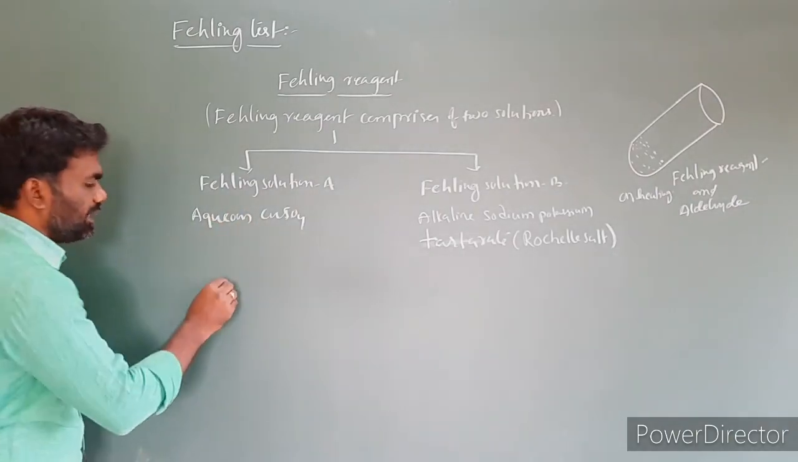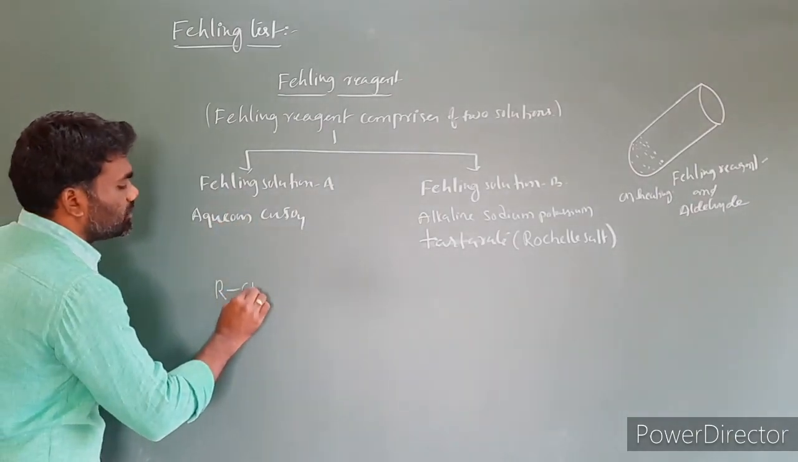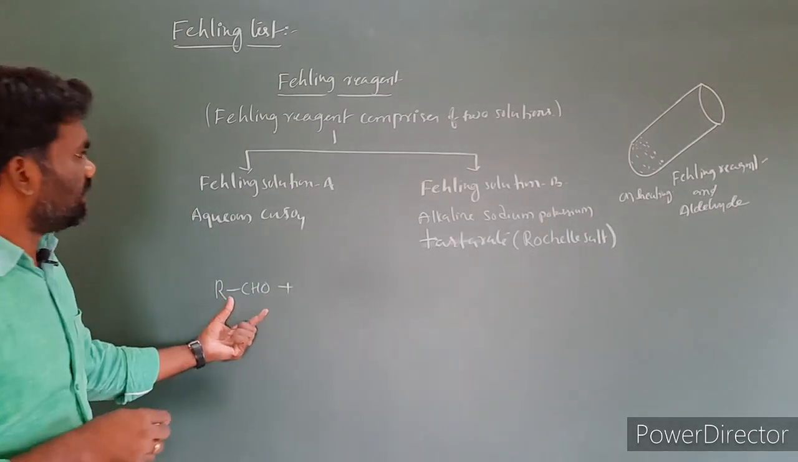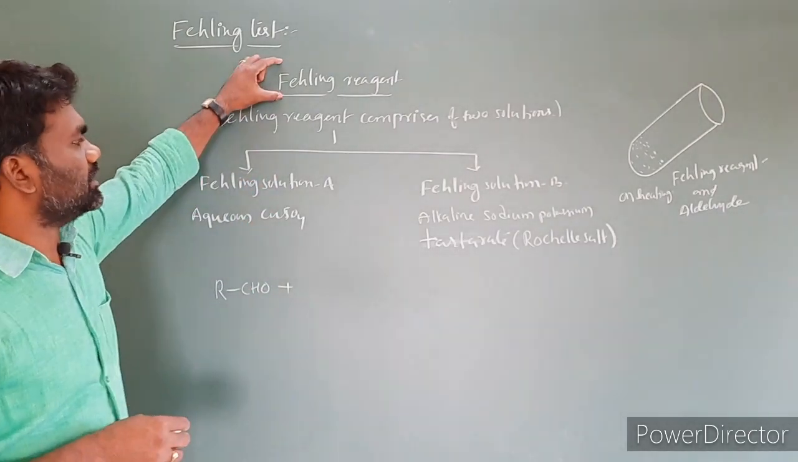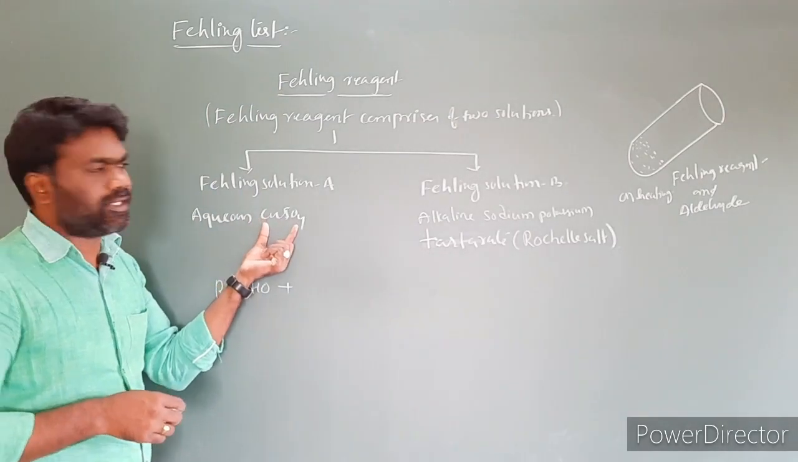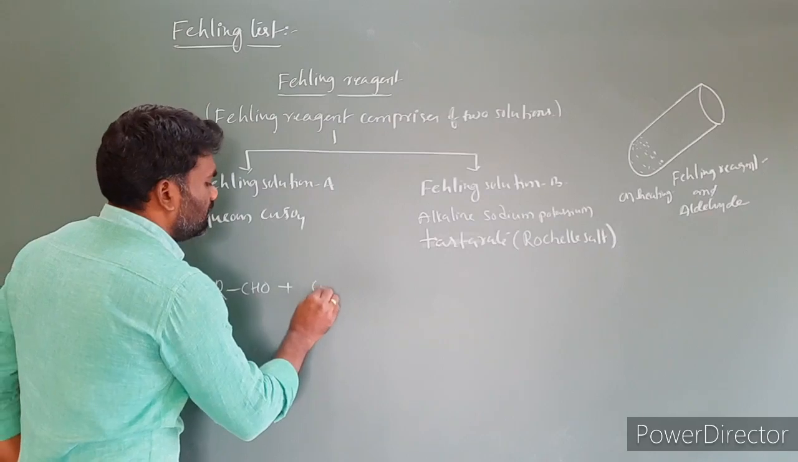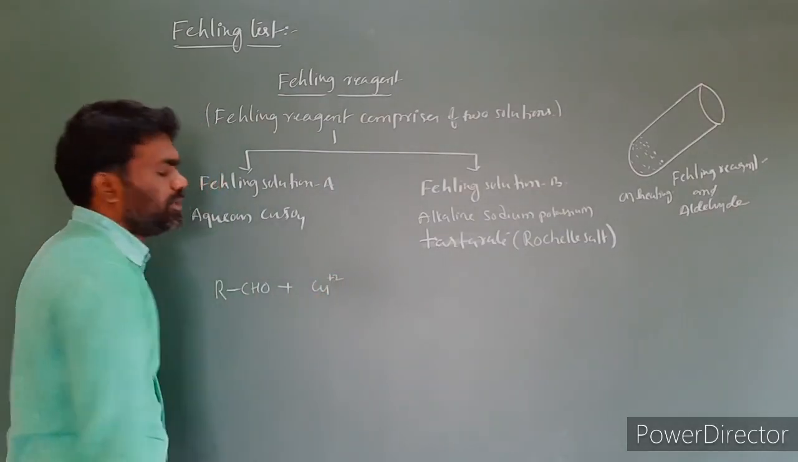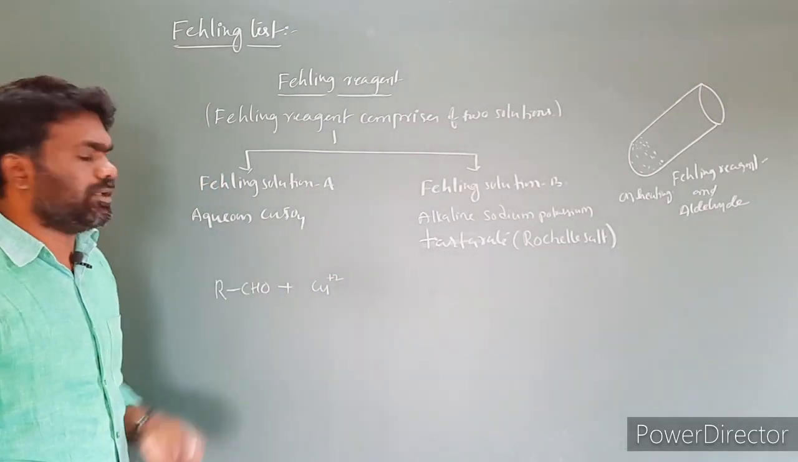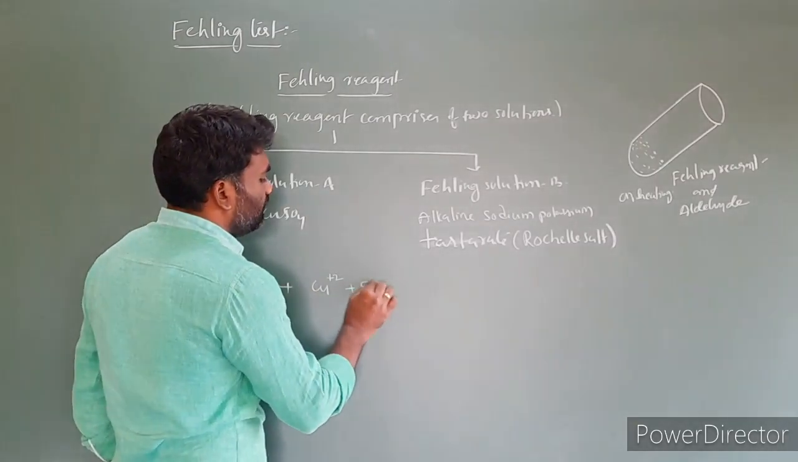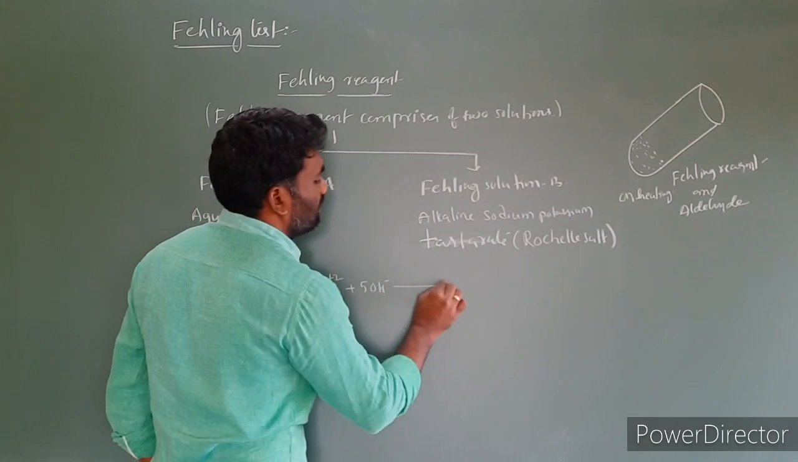How to write the reaction: I'm taking aldehyde RCHO. This one we have to treat with Fehling's reagent. Fehling's reagent is composed of water, copper sulfate and alkaline sodium potassium tartrate. I'm taking Cu2+, which comes from copper sulfate, then 5 OH minus, since we are taking it in alkaline medium.